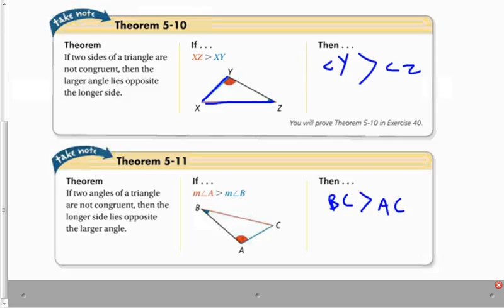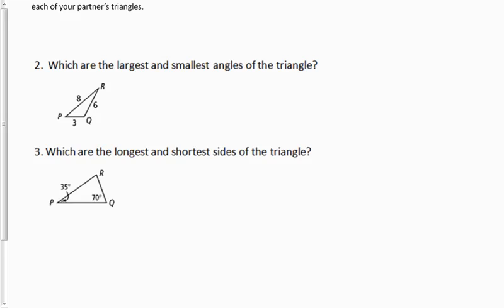All right. Theorems. We're actually going to have some more. So let's just take a look at this one. I skipped number 1. But number 2 says, which are the largest and smallest angles of the triangle?